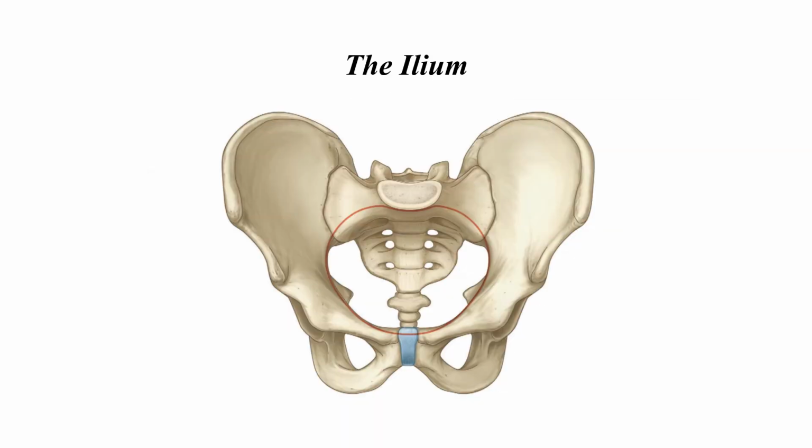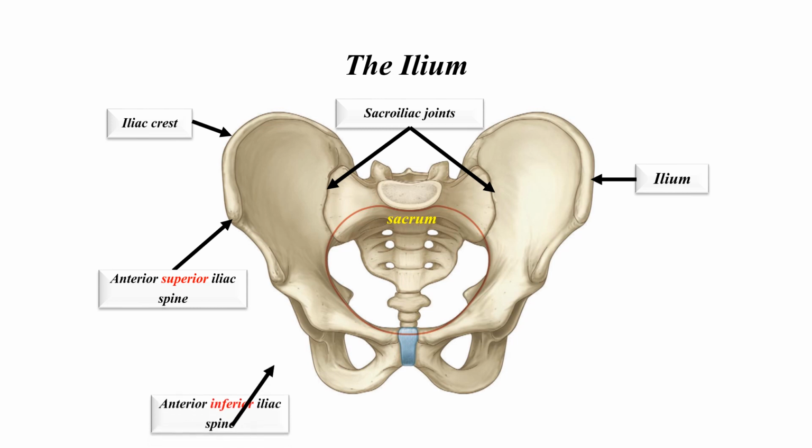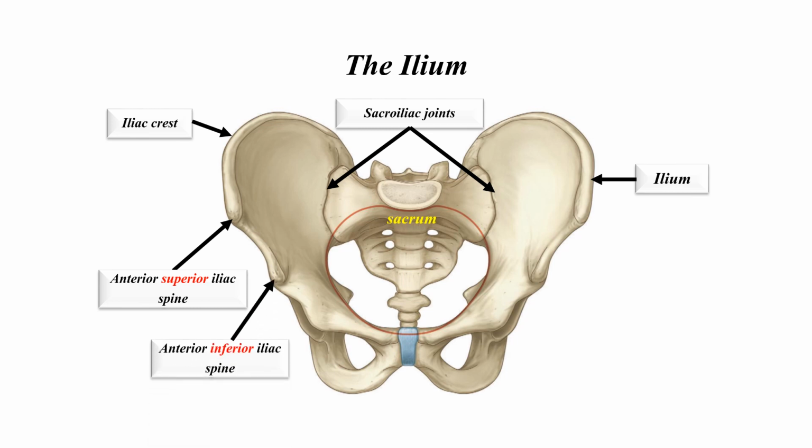In this slide, we will talk about the ilium. It forms the upper flattened part of the hip bone. This is the ilium. It articulates with the sacrum at the sacroiliac joint. This is the sacroiliac joint in the right side and in the left side to form the bony pelvis. The upper convex margin of the ilium is called the iliac crest. The iliac crest ends anteriorly at the spine. We call it anterior superior iliac spine. Inferior to the anterior superior iliac spine, the ilium has anterior inferior iliac spine.